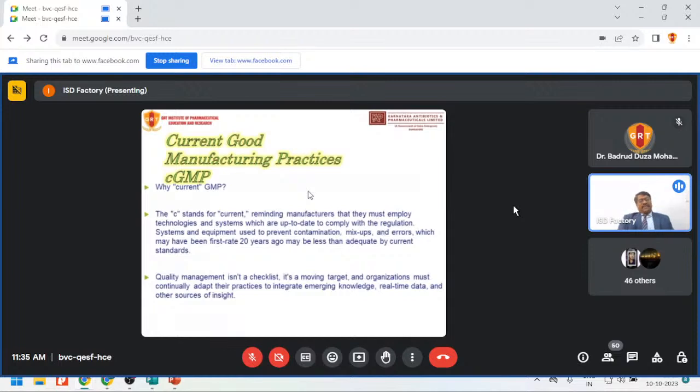That is one. So the C stands for current. Why has this C been included? It reminds manufacturers that they must employ up-to-date technology and systems to comply with the regulations, including systems and equipment used to prevent contamination. In manufacturing there is a lot of machinery, so we have to update the machines. We cannot keep using 20 or 30 year old machinery. We should also upgrade our systems as per the Schedule M guidelines and the latest regulations, because we cannot use 40 year old machinery. We have to update things.